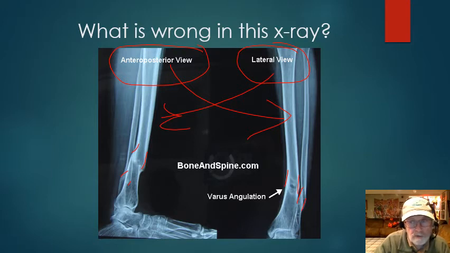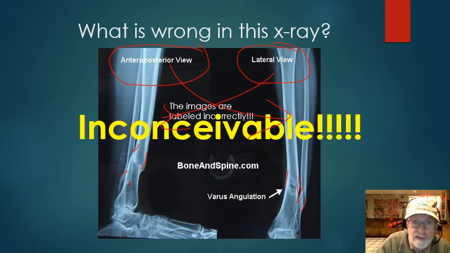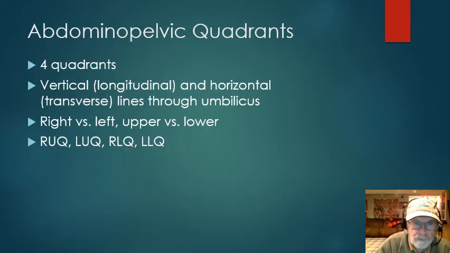That's what's wrong with that X-ray. The images are labeled incorrectly, as we say, and this is inconceivable. If you're a Princess Bride fan, you know what we're talking about. Okay, inconceivable. So anyway, that's what's wrong with that X-ray. It's labeled wrong, and that should never be done. I hope you understand a little bit about those planes. You might have to go over it a couple times. It's really not that difficult to figure out, but it's not bad.